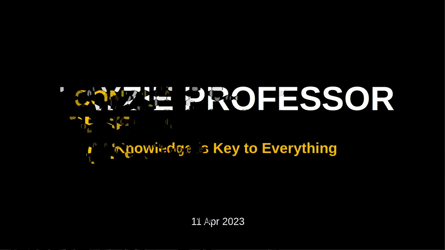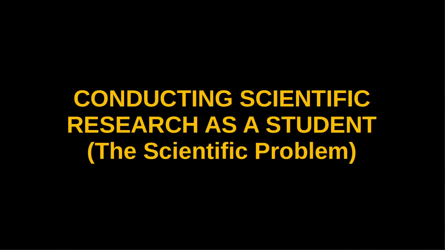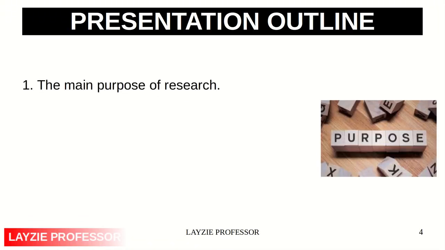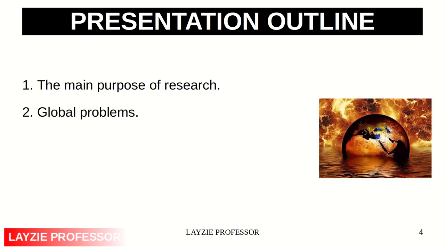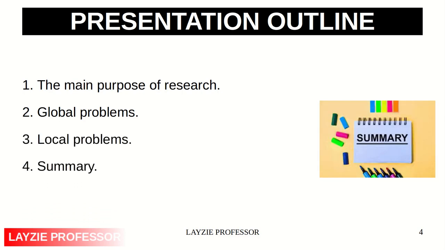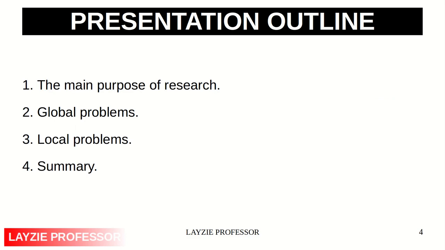In this video, I'm going to talk about conducting scientific research as a student, and I'm going to focus on the scientific problem. My presentation will have the following outline. First, I'm going to talk about the main purpose of research in general. Then I'm going to talk about global problems. Then I'll also talk about local problems. Then I'll summarize the presentation and bring the presentation to an end. So let's get started.